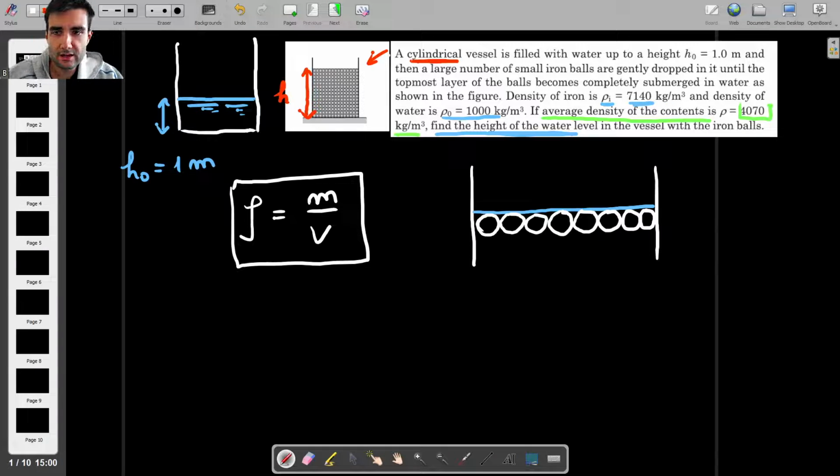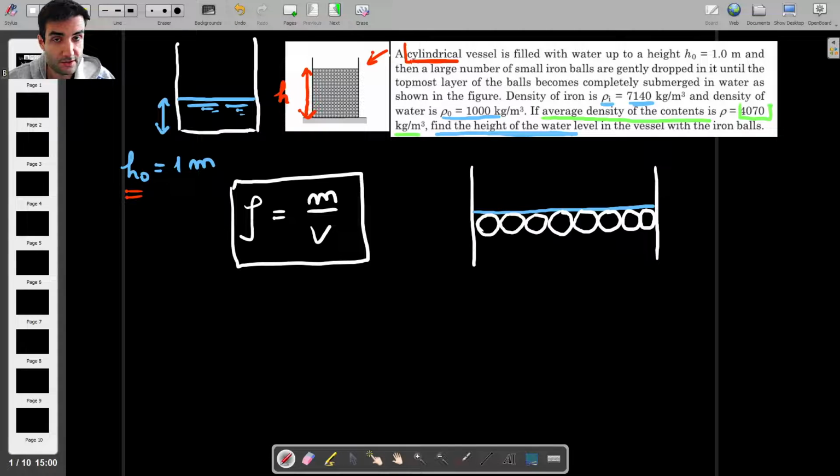So we have a cylindrical vessel, and that cylindrical vessel at first has water up to 1 meter. Then we add those iron pellets, and as you know from experience, the free surface is going to go up and up because there's more and more volume being displaced. At some point, the iron pellets are going to reach the free surface of the water, and we have to find what the height is at that point. We know the densities, and we know this initial height as well. We also know that the vessel is cylindrical. This is important, but not as important as you might think. But yeah, that's the question.